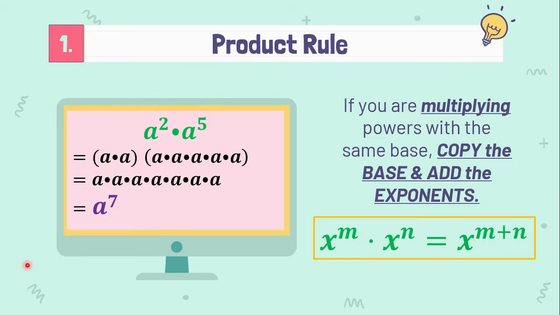The first law of exponents is the product rule. It means if you are multiplying powers with the same base, copy the base and add the exponents. For example, x raised to m times x raised to n is equal to x raised to m plus n.